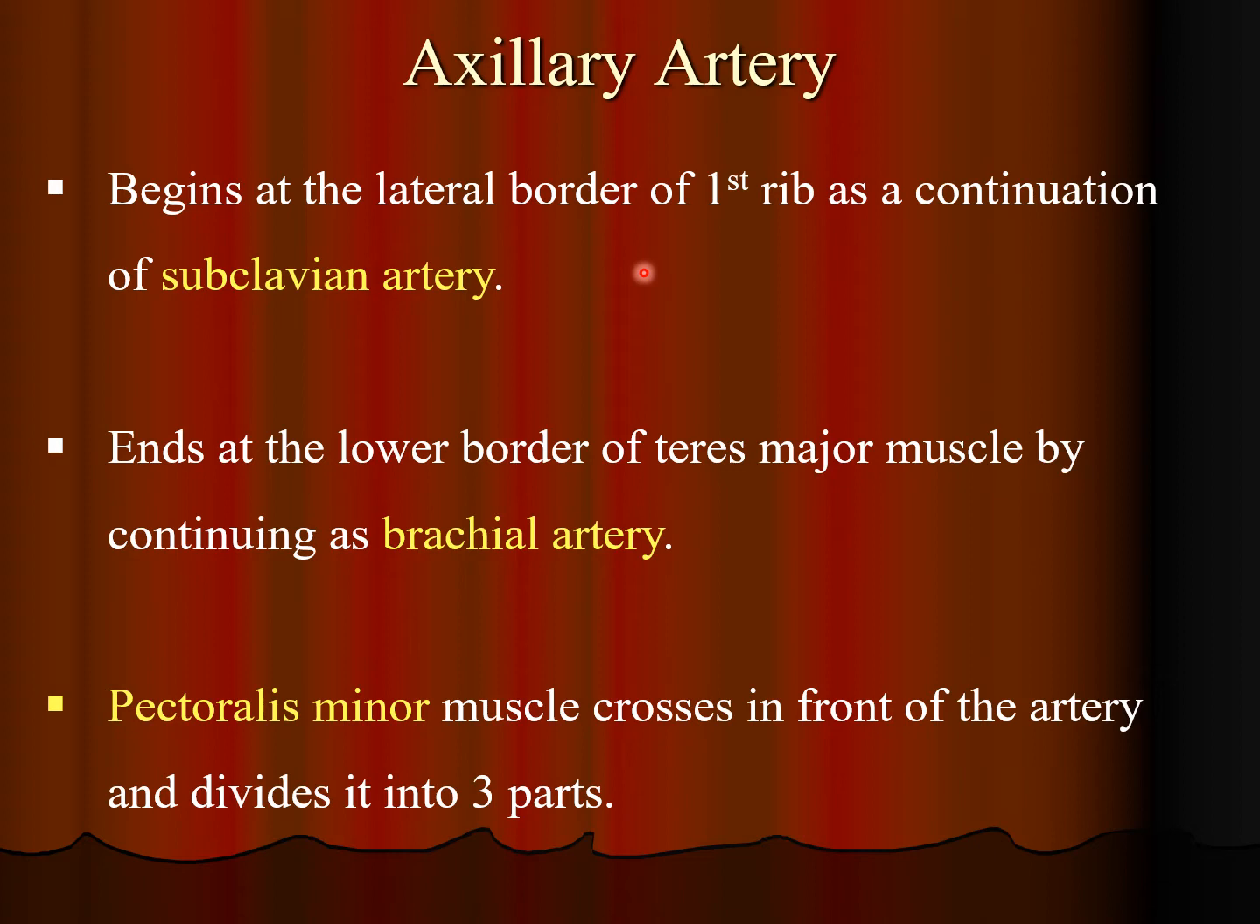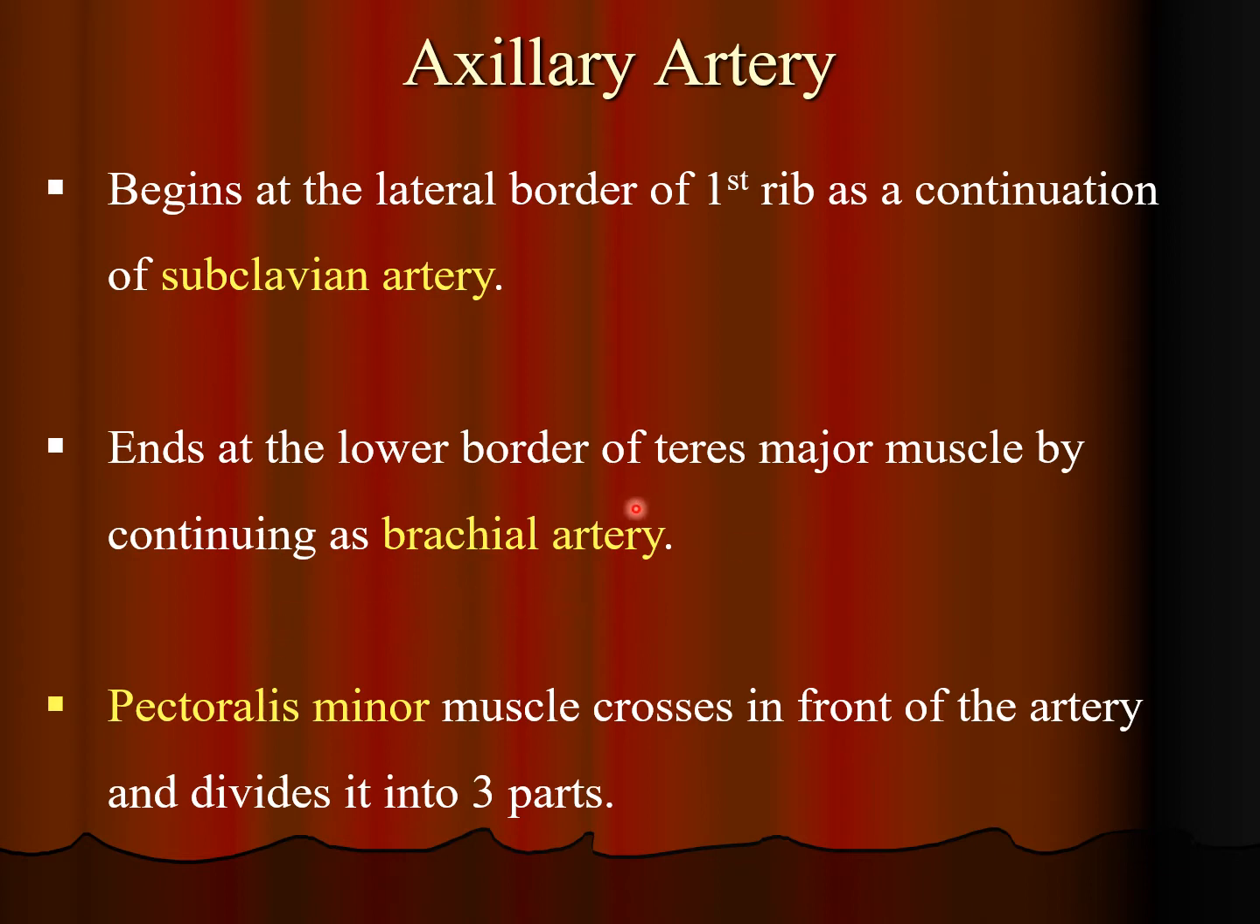These names are given according to the areas they are passing through. When they are present in the base of the neck region near the clavicle, they are named as subclavian, and when it reaches the axilla, it is named as axillary artery, and it ends at the lower border of the teres major muscle by continuing as brachial artery.